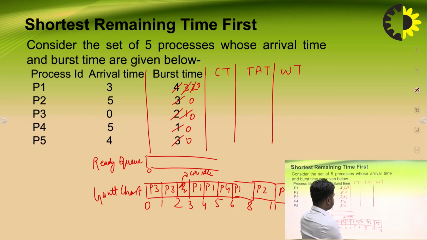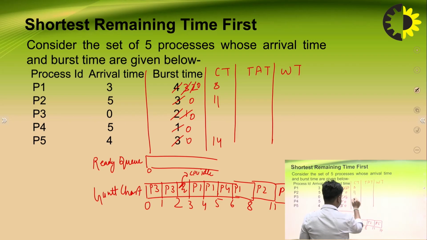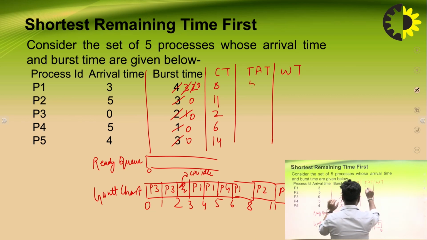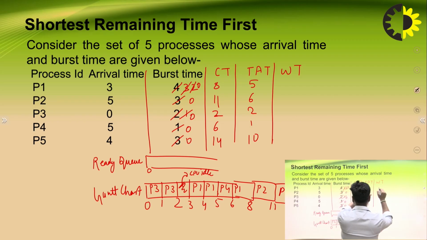So the completion times, this is the preemptive version of SRT: P5 has 14, P2 has 11, P1 has 8, P4 has 6, and P3 has 2. TAT means completion time minus arrival time. 8 minus 3 is 5, 11 minus 5 is 6, 2 minus 0 is 2, 6 minus 5 is 1, and 14 minus 4 is 10. The waiting time means TAT minus burst time: 5 minus 4 is 1, 6 minus 3 is 3, 2 minus 2 is 0, 1 minus 1 is 0, and 10 minus 3 is 7.